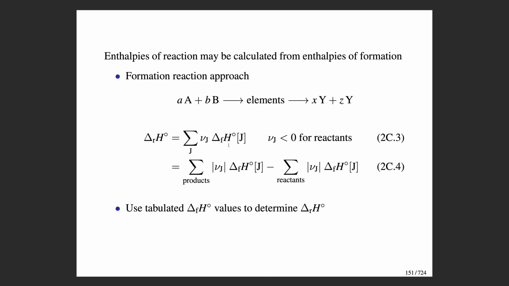If you want to get rid of the signs, that is, use the unsigned stoichiometric coefficients, you can break this sum up into a products minus reactants type of equation, which you'll recall is what you used in freshman chemistry, products minus reactants. So the idea is to tabulate enthalpies of formation and use those to calculate enthalpies of reaction whenever you need a particular reaction.